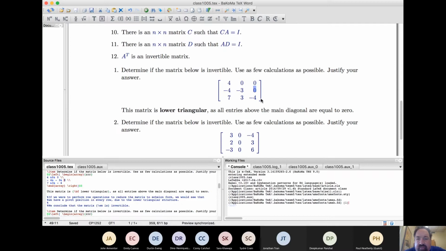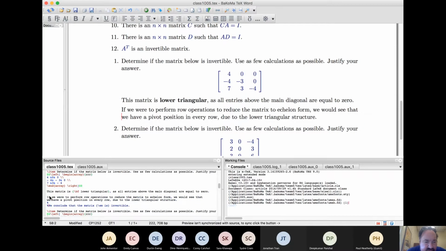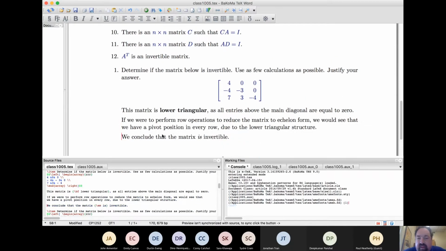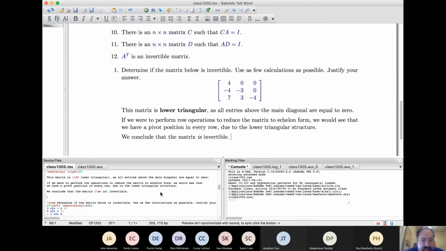Those are the pivots, the pivot positions. So what you'd find is, because all of these entries that are on the diagonal are non-zero, then we know that the matrix has an inverse. So I'm going to make this more general statement.